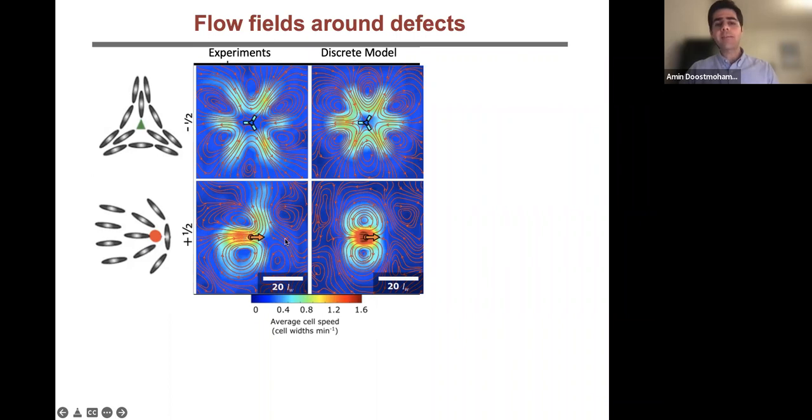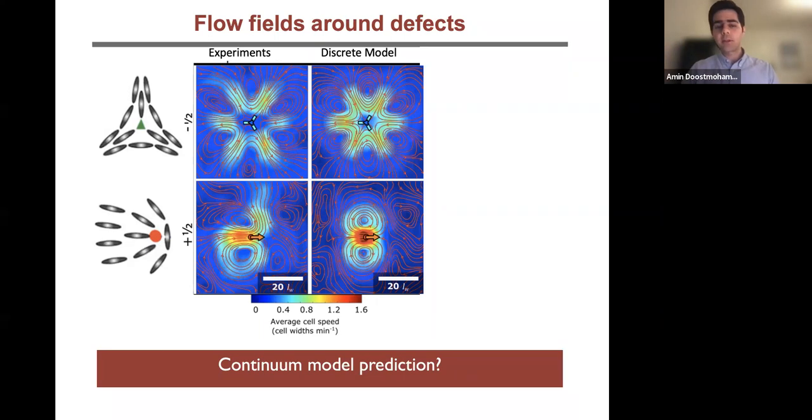But the plus half has a broken symmetry because of its shape, and the flow also has broken symmetry, meaning that the plus half has a kind of self-propulsion in these systems. It is moving towards the head. Now, this is from the discrete model. Can we say something from the continuum model?